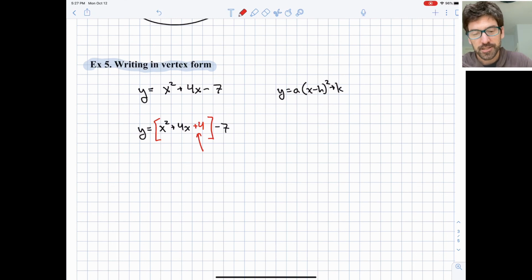Let's also subtract 4 from the right side of my equation to keep my equation balanced. I'm not adding 4 to both sides. I'm both adding 4 and subtracting 4 to the same side of my equation to keep my equation balanced. And let's simplify.